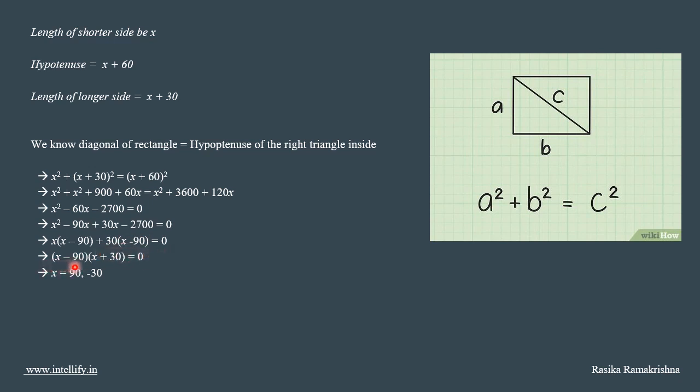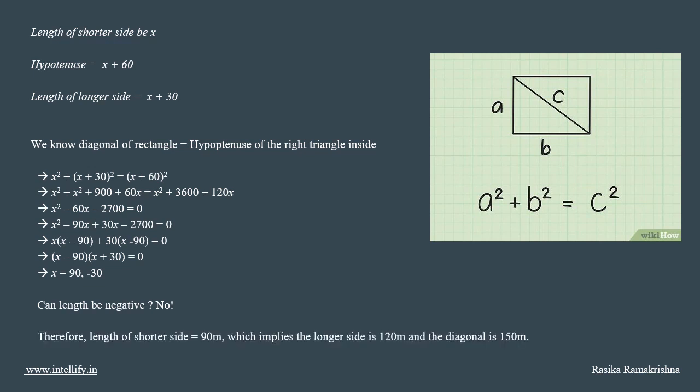So (x minus 90) times (x plus 30) is equal to 0, which implies x is equal to 90 or minus 30. Well, can length be negative? No. Therefore, though we have two values for x, only one value is going to make sense, which is going to be x equal to 90. Therefore, the length of the shorter side is going to be 90 meters, which implies that the longer side is 120 meters and the diagonal is 150 meters.